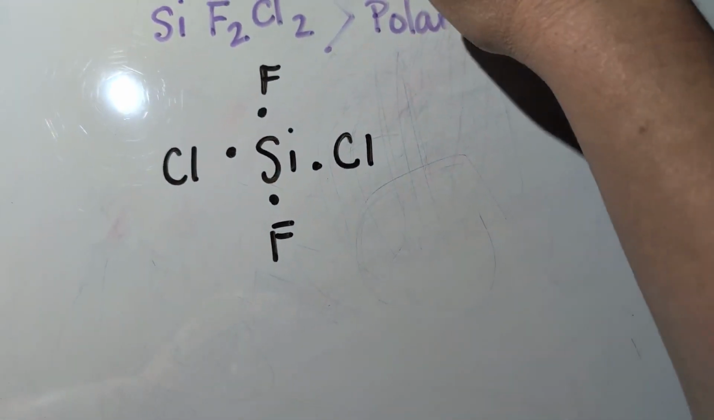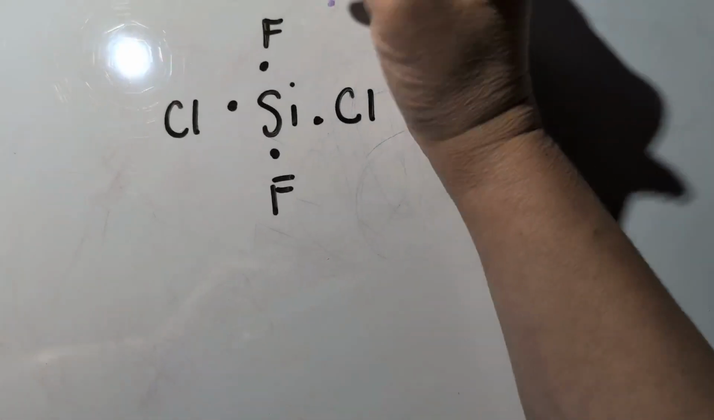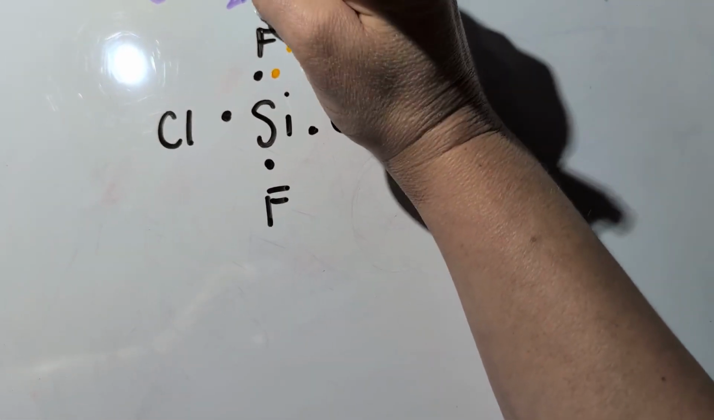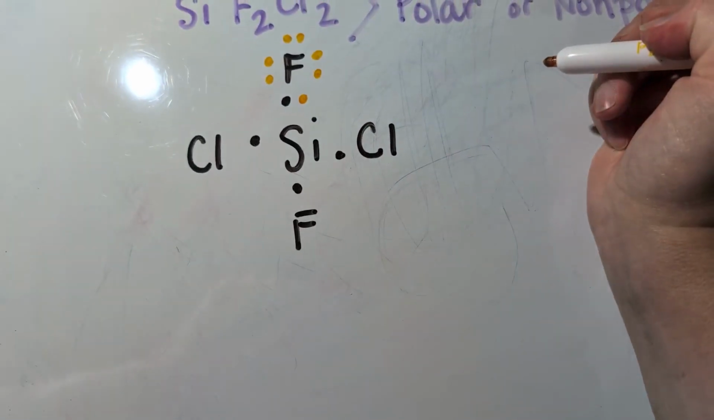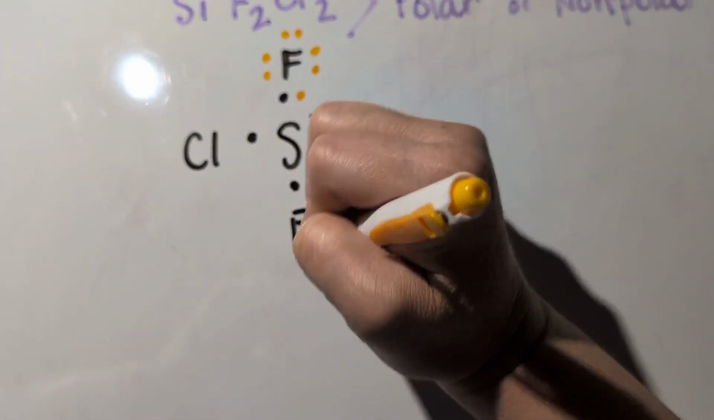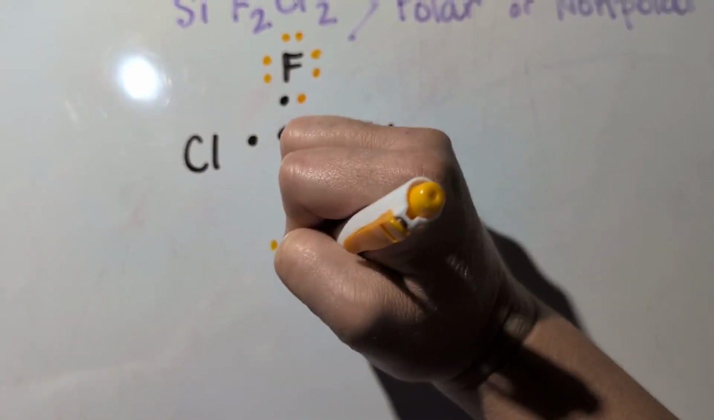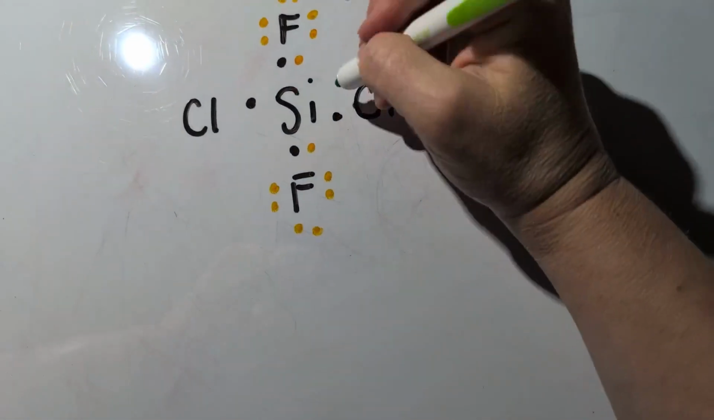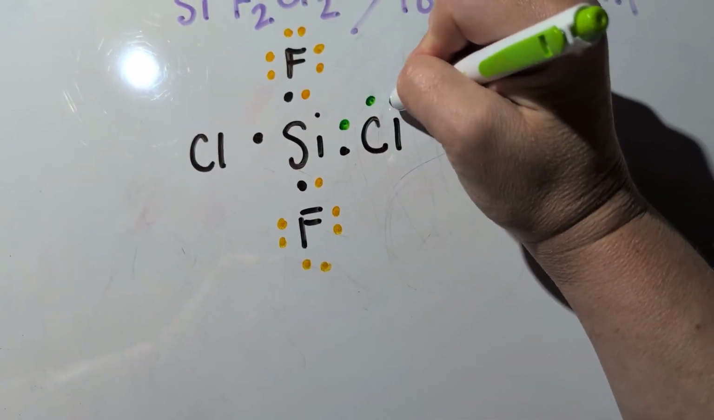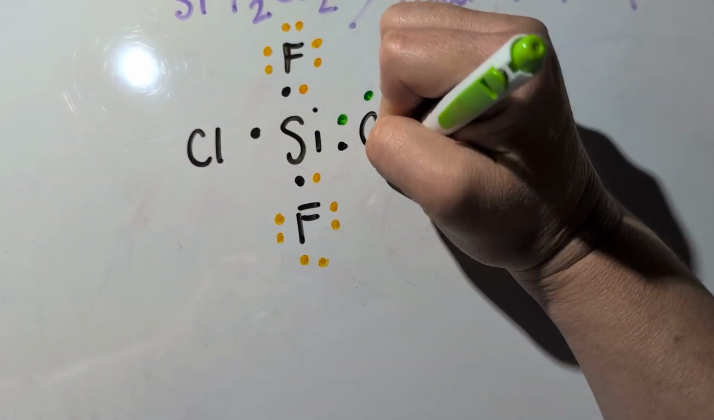So because, let me pick a different color. So F has 7. So 1, 2, 3, 4, 5, 6, 7. And that's perfect. And we're done. 1, 2, 3, 4, 5, 6, 7, and we're done. And then the Cl's 1, 2, 3, 4, 5, 6, 7.